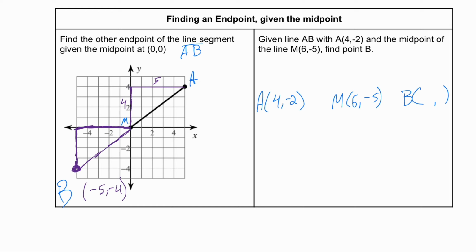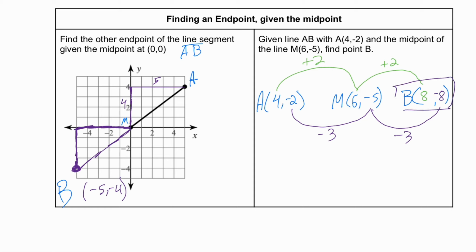So one way we'll work with this is I'm going to look at my X's. I'm going to go from 4 to 6, and to go from 4 to 6, I have to add 2. So to get to my other X value, I'm going to have to do the same thing. So 6 plus 2, and I get 8. Dealing with the Y values, to go from -2 to -5, I had to subtract 3. So to get to the other endpoint, I'm going to have to subtract 3 again, and negative 5 minus 3 is going to get me negative 8. So I end up with the endpoint of 8 comma negative 8.